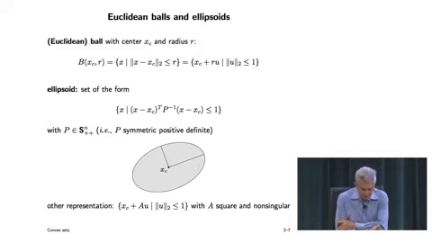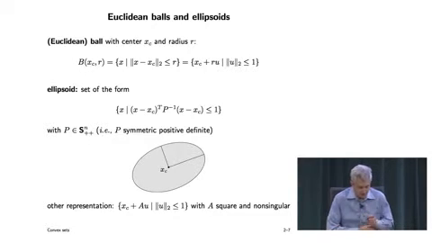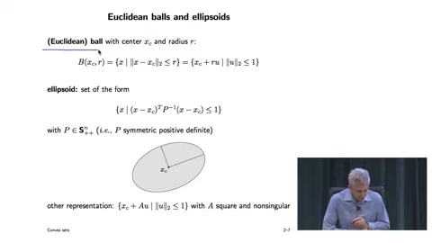The next thing we're going to look at are Euclidean balls and ellipsoids. A Euclidean ball, Euclidean refers to the fact that we're going to use the 2 norm here, right? So the square root of the sum of the squares. A 2 norm Euclidean ball looks like this. It's the set of x for which the distance to xc, that's the center of the ball, is less than r. R is the radius of the ball.